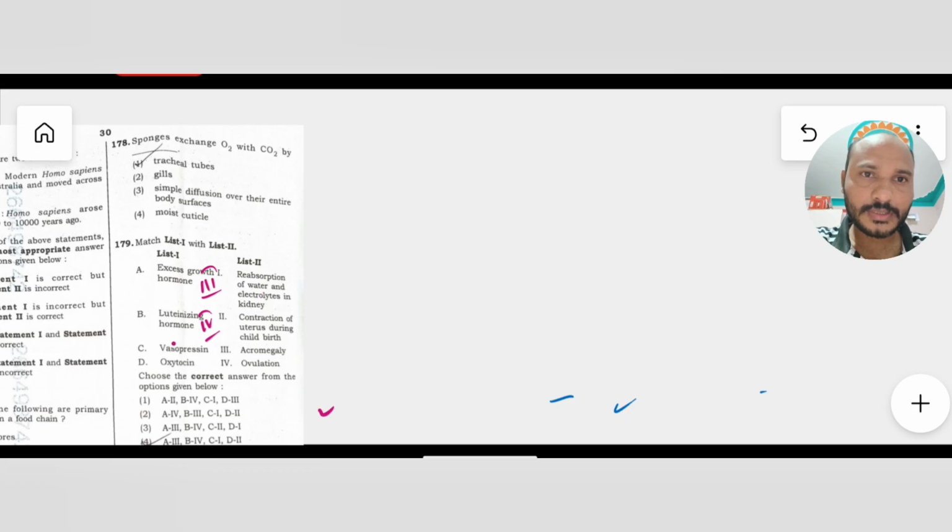First one, oxytocin hormone, contraction of the smooth muscles of the uterus, that is the myometrium, during childbirth. So the order is 3 4 1 2, and the right answer is the fourth option.